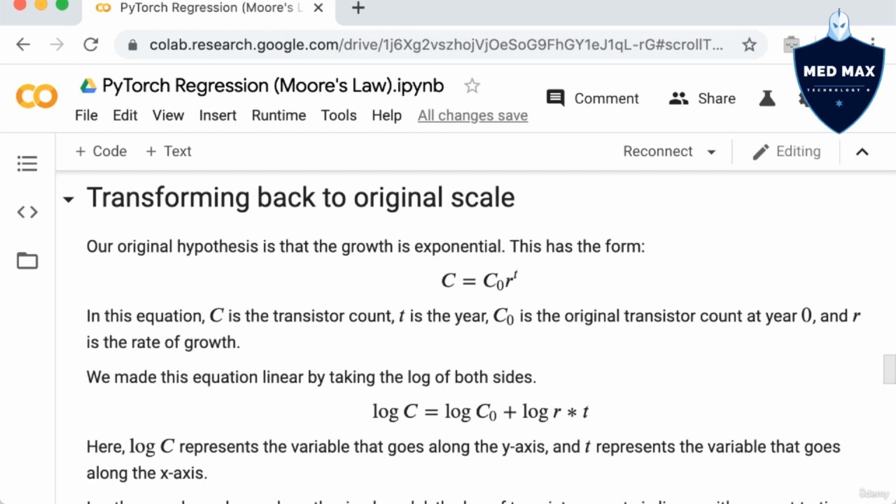Let's start by recalling our model of exponential growth. We have c equals c naught times r to the power t. As you recall, we convert this into a linear equation by taking the log of both sides. So now we have log c equals log of c naught plus log r times t. If we rename the variables, we can make this look a little more familiar.